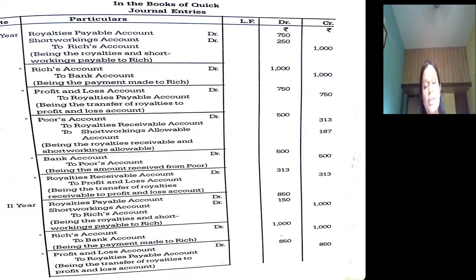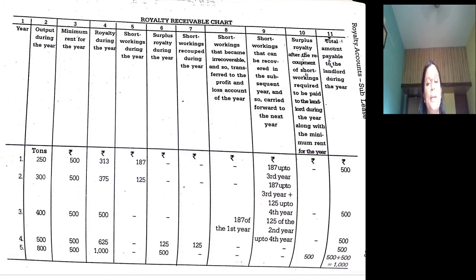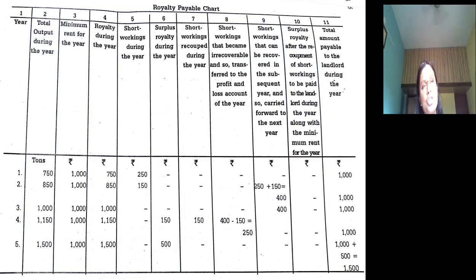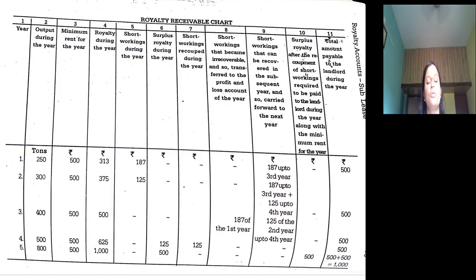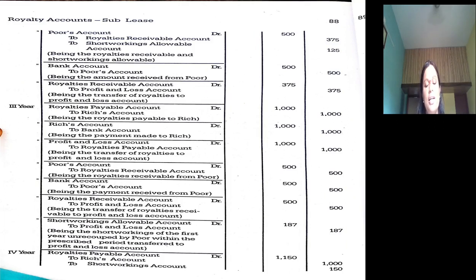Next, the fourth year, what's the situation? Just look at the royalty payable chart. In the fourth year, royalty is more than the minimum rent. There is excess. Excess is used to recoup, and what is not recouped is transferred to profit and loss account. So for the amount due, the journal entry is royalty payable account 1,150, to lessor account 1,000, to short working account, that is recoupment of short working, 150.